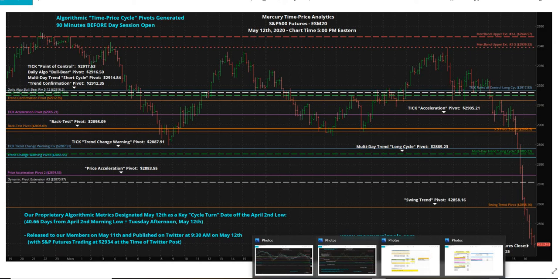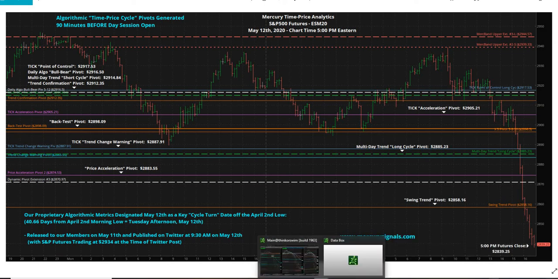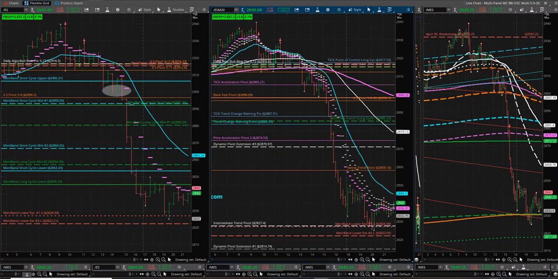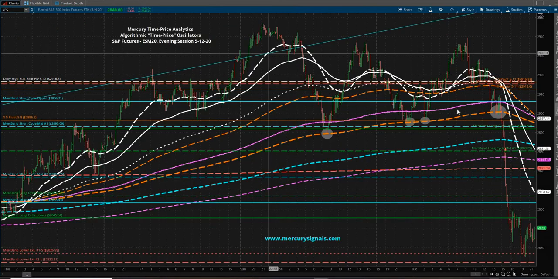I want to show you one more thing, and that is the algo oscillators, because I want to show you what broke and when it broke. So you can see the spacing in these. This is normal spacing, okay?